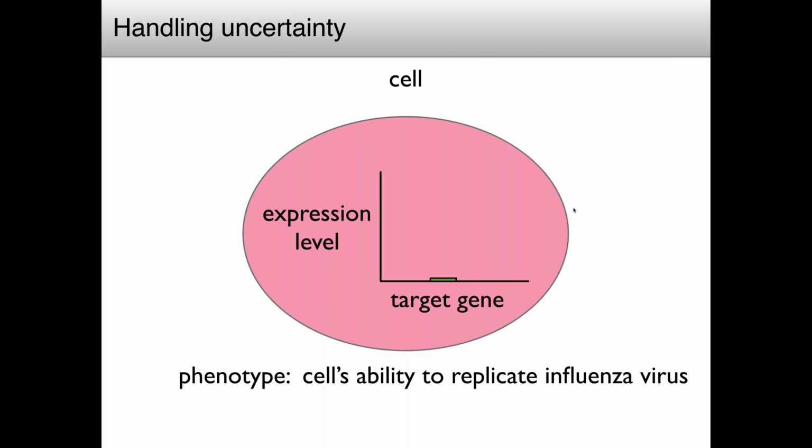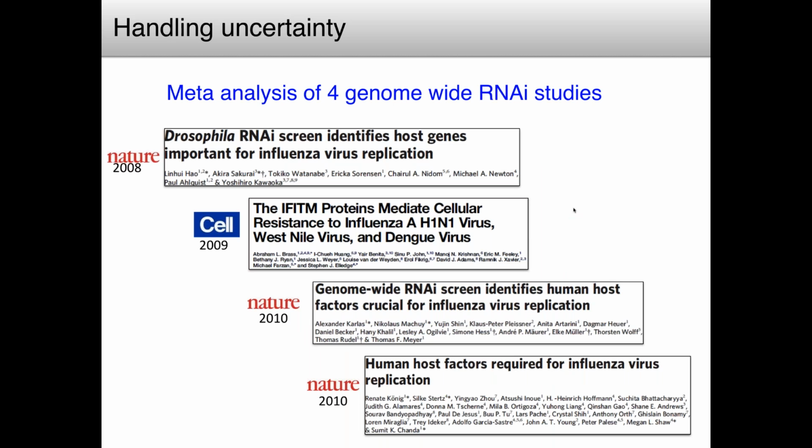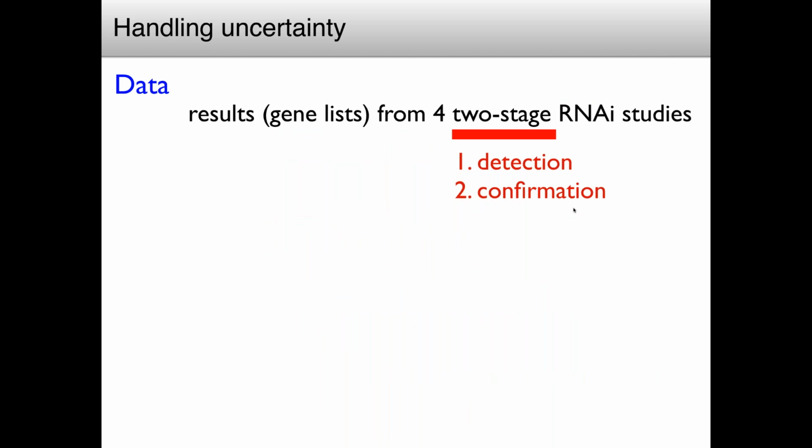Now, in the story we're talking about, the phenotype has to do with the cell's ability to replicate virus. There are four large-scale studies that use this technology genome-wide, and we had data on parts of these studies. All the studies had an interesting similarity. They were two-stage studies with a detection screen and a confirmation screen.